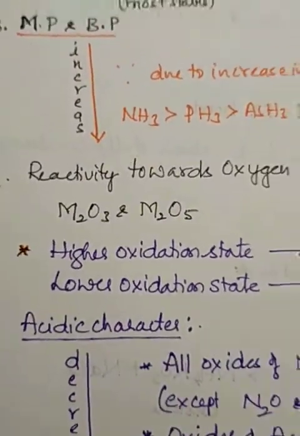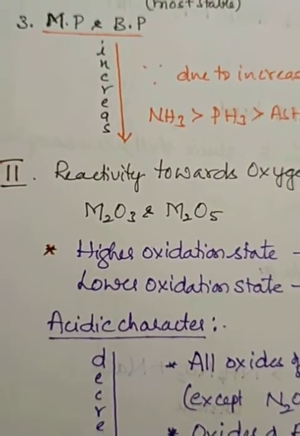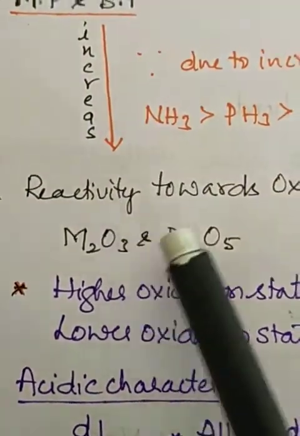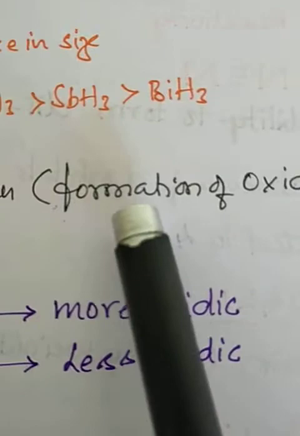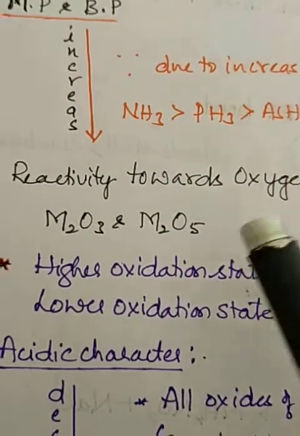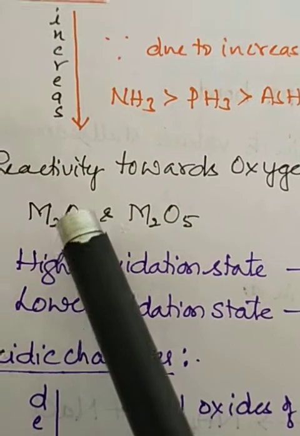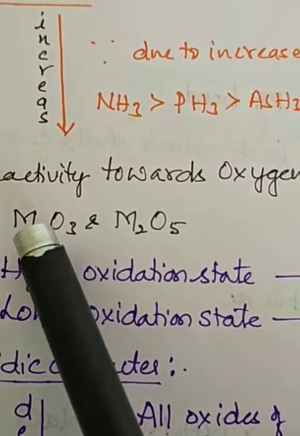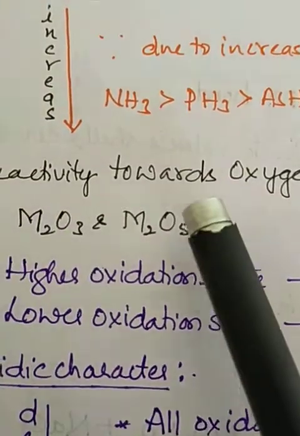And come to another one, reactivity towards oxygen. What happens if the 15th group elements react with oxygen? They form oxides. They may form trioxides or pentoxides, where M is the 15th group element: M2O3 and M2O5.